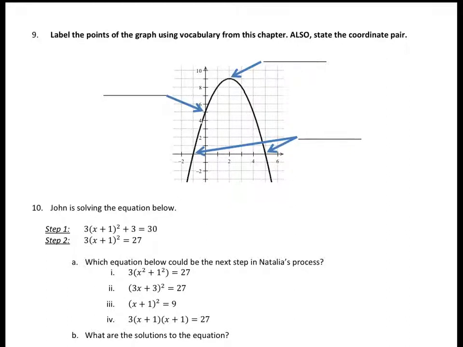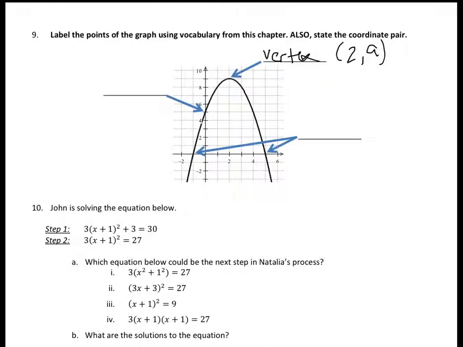Let's try slide number 2. Okay, well, slide number 2 looks to be a little quicker here. Label the points of the graph using the vocabulary from this chapter. Also state the coordinate pair. Well, remember that a maximum or minimum, where it changes from increasing to decreasing or decreasing to increasing, was called the vertex. And the coordinates start with the x over 2 and then up 9.